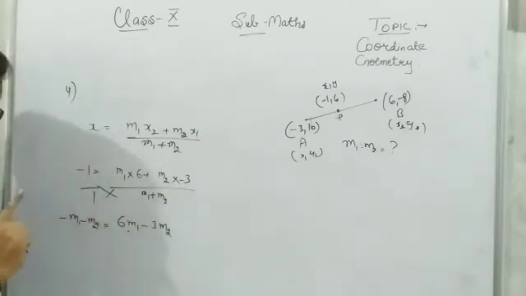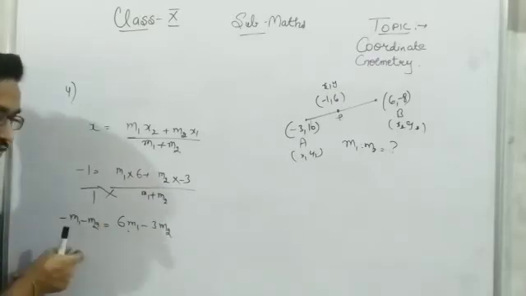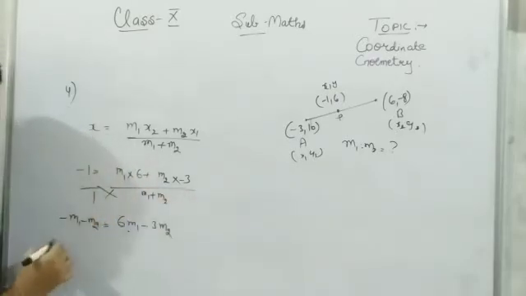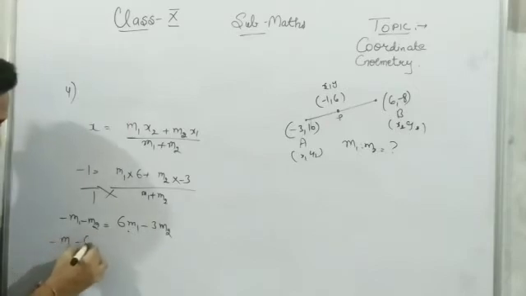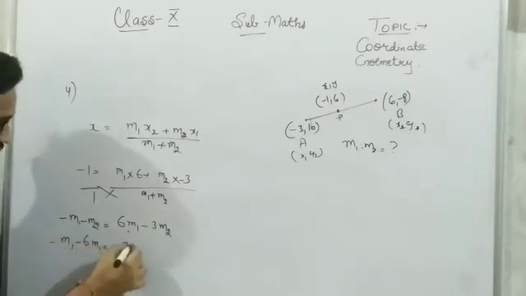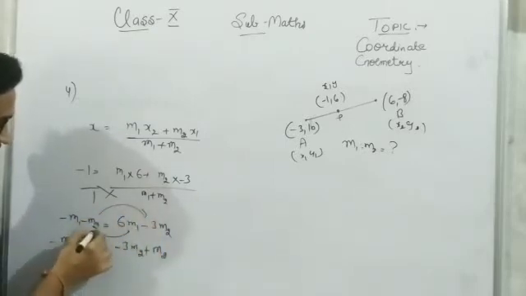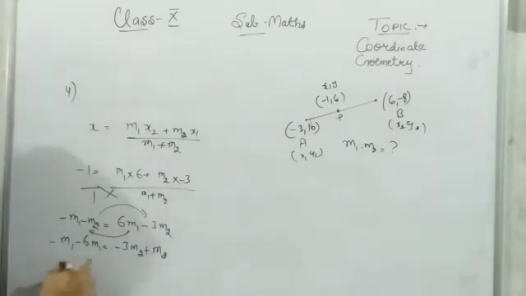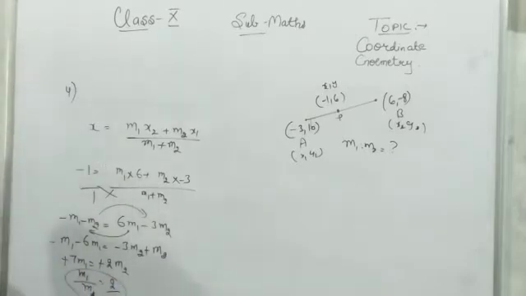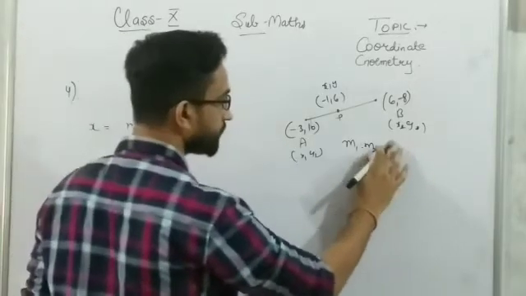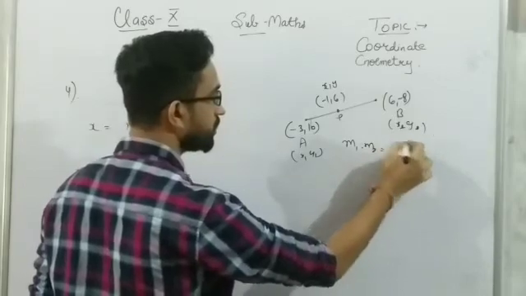What we will do next, listen carefully. Take all the m1 on the left hand side and m2 on the right side. This will be -m1 - 6m1 is equal to -3m2 + m2. This will go this side, this will come this side. So this will be -7m1 is equal to -2m2. Minus minus will be cancelled, and m1 upon m2 will give us 2 ratio 7. So this is our ratio, that is m1 : m2, 2 : 7.